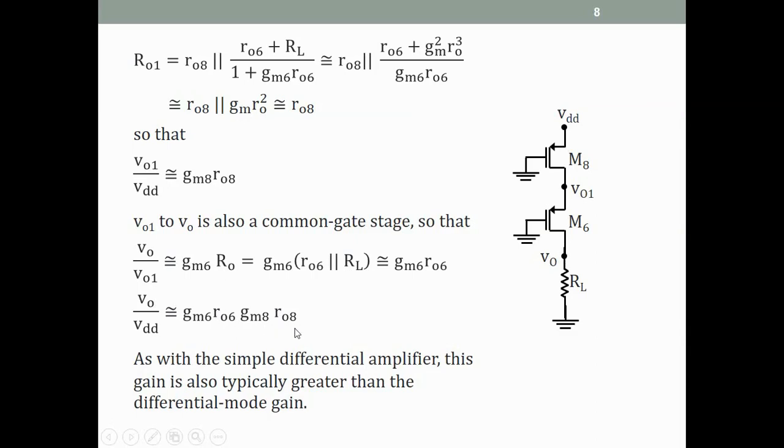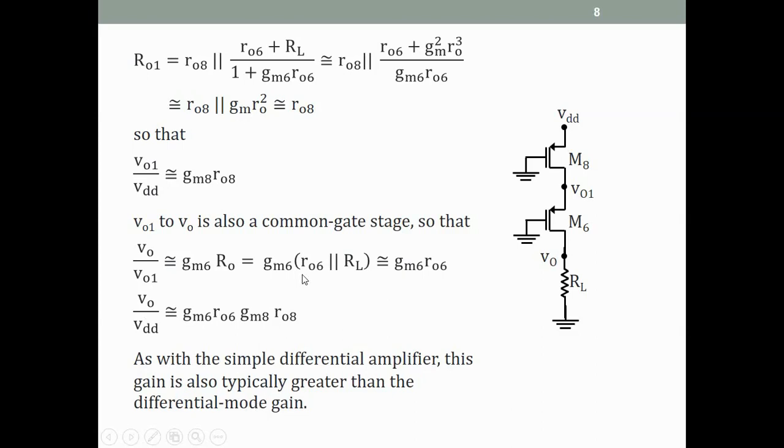Now this also, like the simple differential amplifier, this gain is typically greater than the differential mode gain, and therefore the PSRR of this telescopic cascode with a current source load is not high.